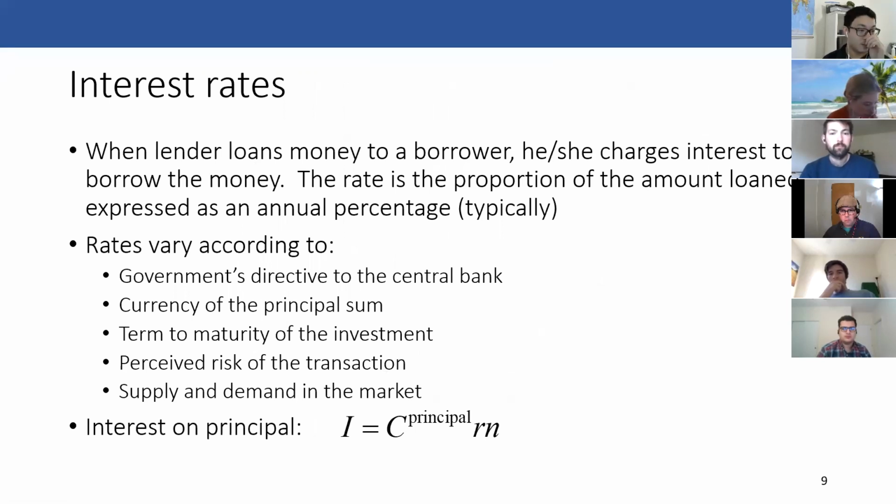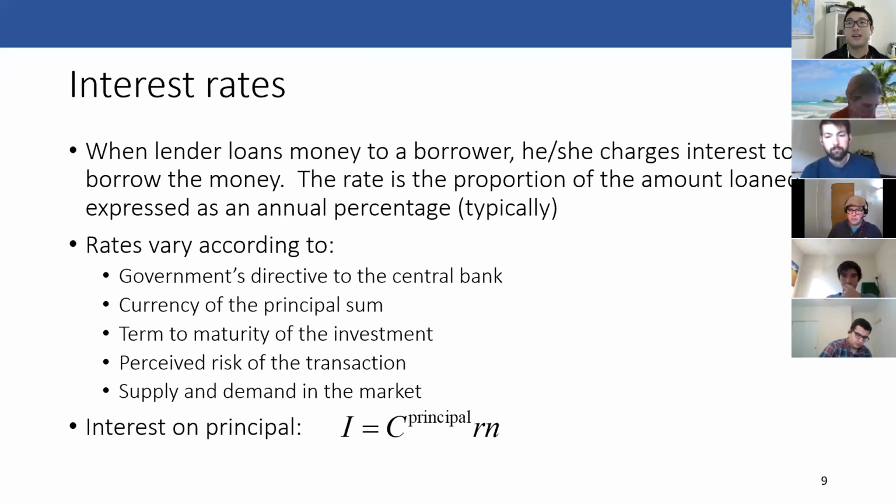Next concept is interest rates. So interest rate is essentially the cost of borrowing money. When a lender loans money to the borrower, that lender expects to have some kind of return. Otherwise, why would I lend you my money? And that rate is typically proportional to the amount of the loan. And interest rates can vary very dramatically.